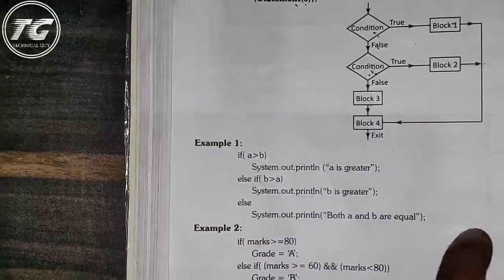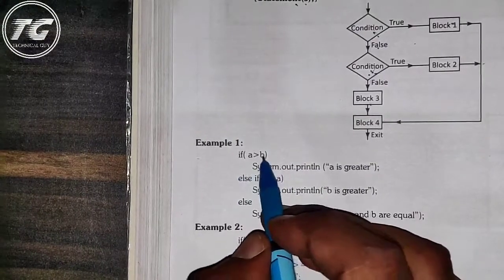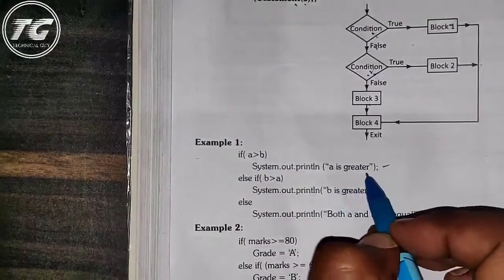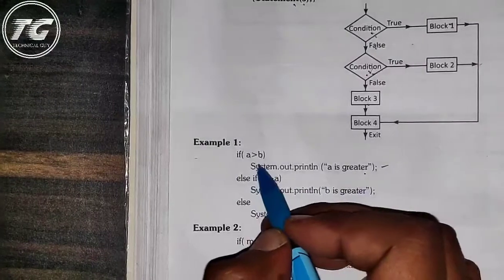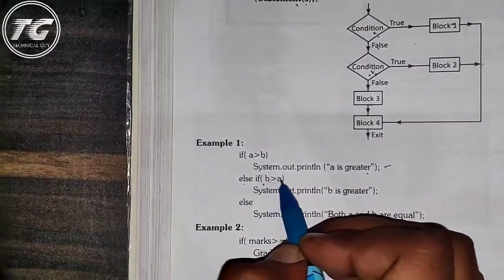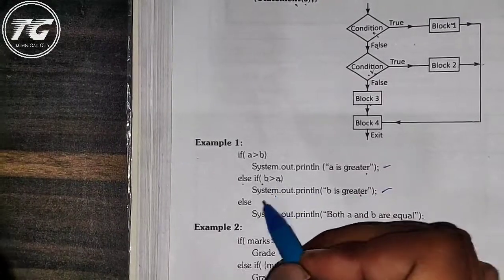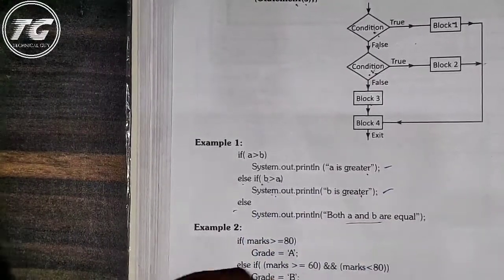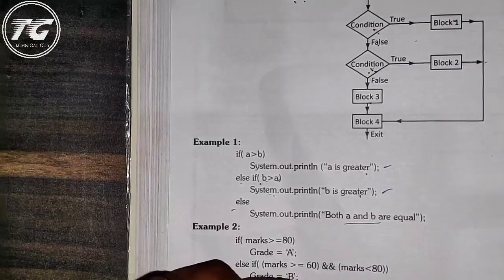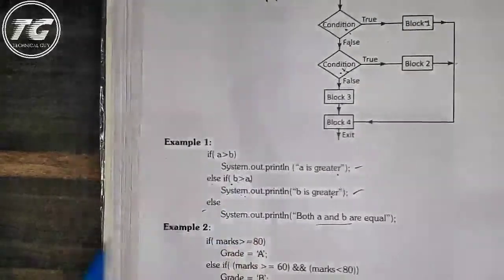So here we have an example for this. Suppose we have a condition, if a is greater than b it will print a is greater. Suppose this is false, then this condition will be checked. If b is greater than a then it will print b is greater. Suppose this is also false, then else will execute, both are equal. So this is the concatenating if else if.